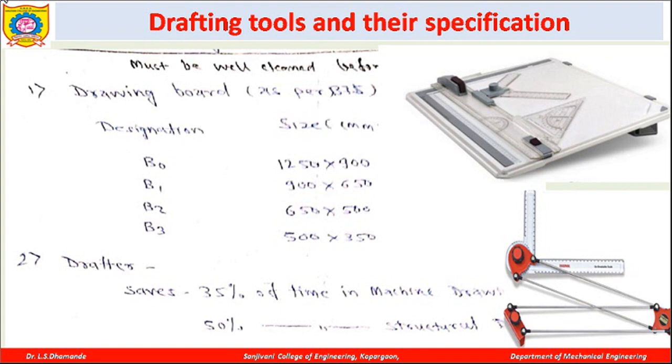As per BIS standard, these drawing boards are specified as B0, B1, B2 and B3, like this. Different sizes are there. B0 size means 1250 by 900. This is the size of the B1, this is the size of the B2, and this is the size of the B3 drawing boards.